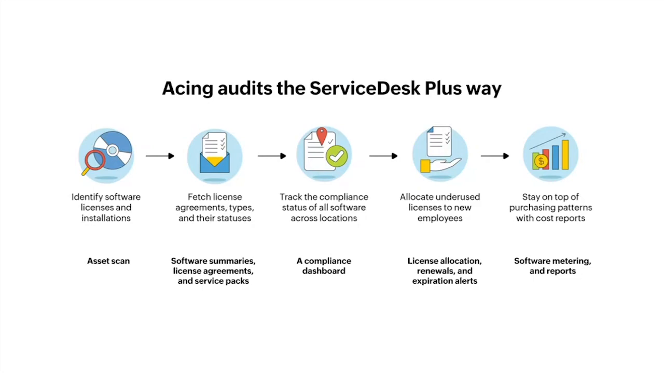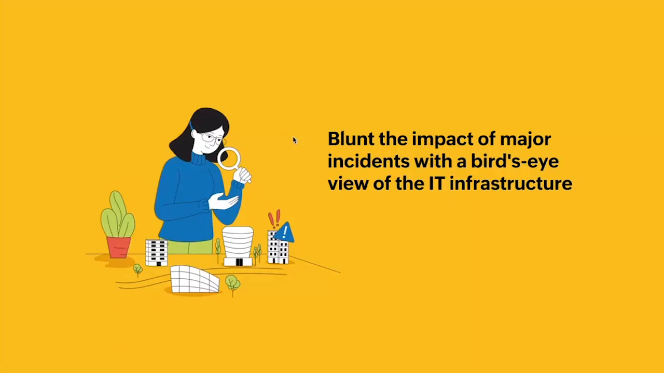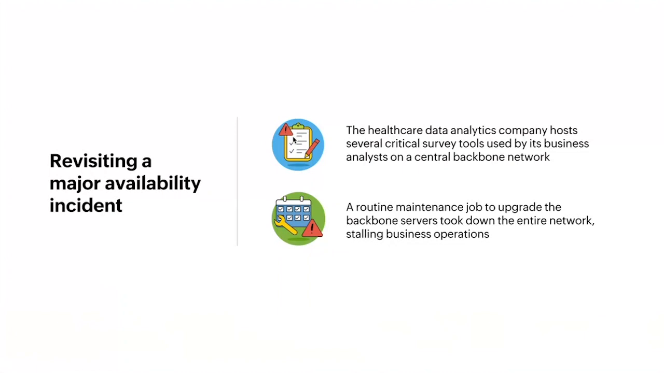So let's head to our fourth and final lesson of today's session, which is how do you mitigate the impact of a major incident, especially when you need a visual view of the IT infrastructure, right? So let's give a quick context over here. The data analytics firm, during one of its routine maintenance jobs, while trying to upgrade one of its backbone servers, essentially took down the entire network, which basically stalled all their business operations.